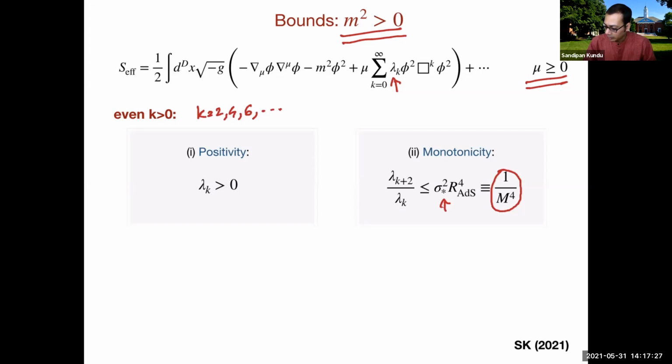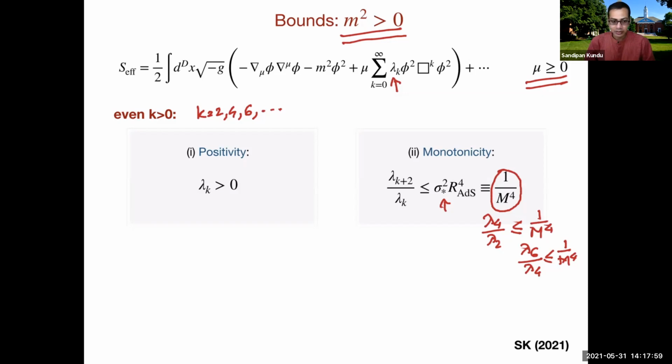As you can see now, that means lambda 4 over lambda 2 must be smaller than 1 over M to the power 4. Similarly, lambda 6 over lambda 4 must be smaller than 1 over M to the power 4. So basically this is actually a proof of the statement that as you add more and more derivatives, they are suppressed by higher powers of the cutoff scale M with order 1 coefficients.